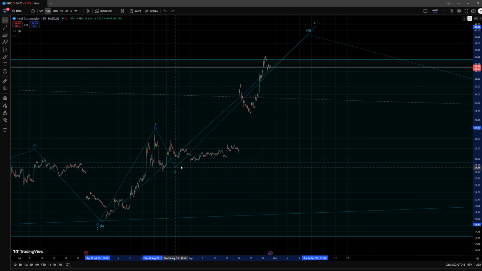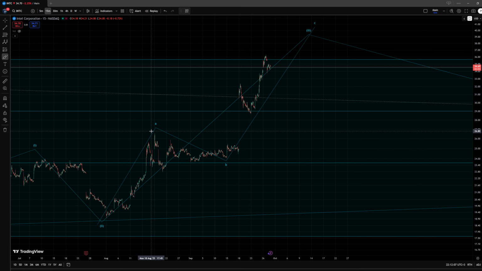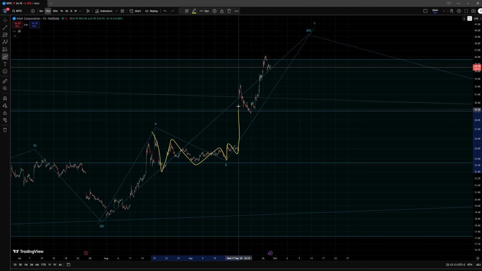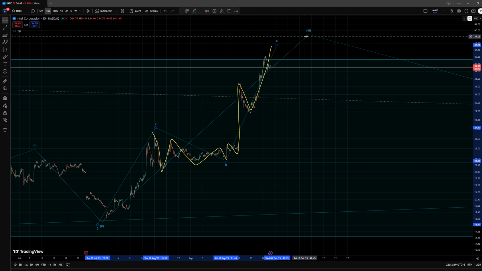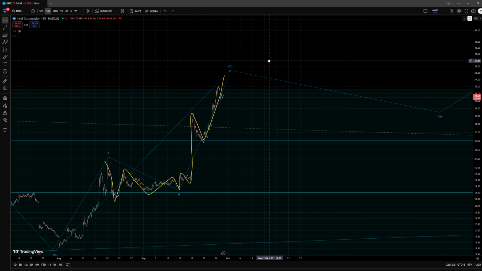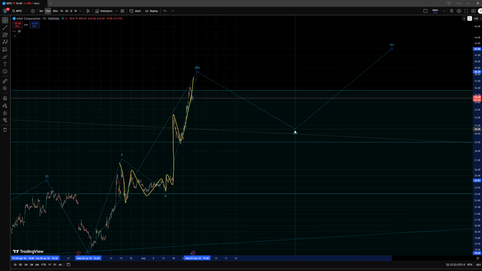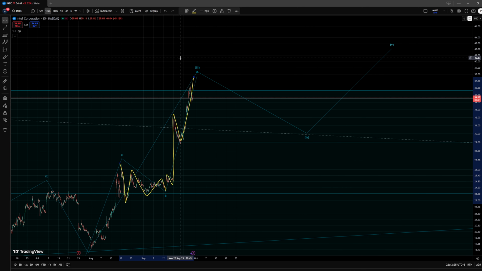Or if this wave B actually bottomed here and it developed in a triangle structure in an A, B, C, D, E, and then we would have 1, 2 in the wave C, a third wave up, a fourth wave down, and now the fifth wave that would complete shortly and complete this wave C, completing this third wave to the upside, and then we would be looking for the larger correction within the wave 4.